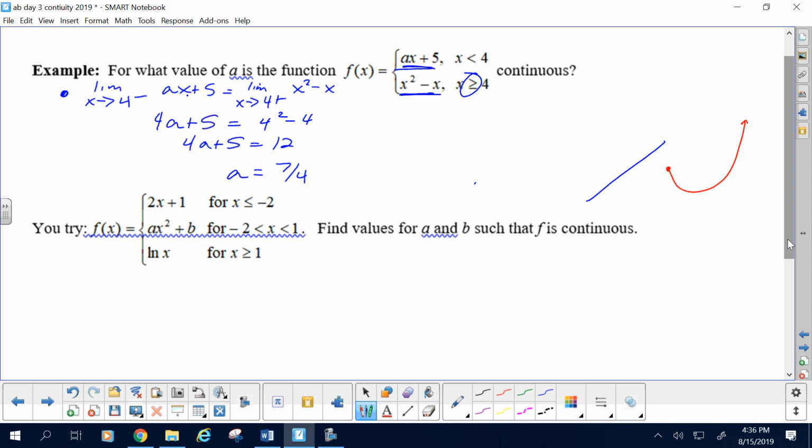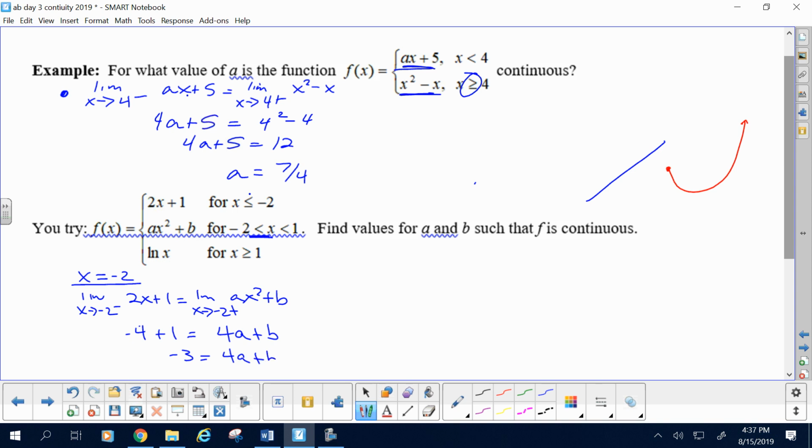Okay, let's see how you did. First of all, we have to have continuity at -2. And for -2 to work, it has to be defined, which it is, but the one-sided limits have to be the same. So the limit as x goes to -2 from the left, which would use 2x plus 1, needs to equal the limit as x goes to -2 from the right, which would use ax squared plus b, because above -2, -2 would be right there, yeah? Now if you evaluate this limit at -2, that would be -4 plus 1. And at -2, this would be 4a plus b. So you get something like -3 equals 4a plus b.